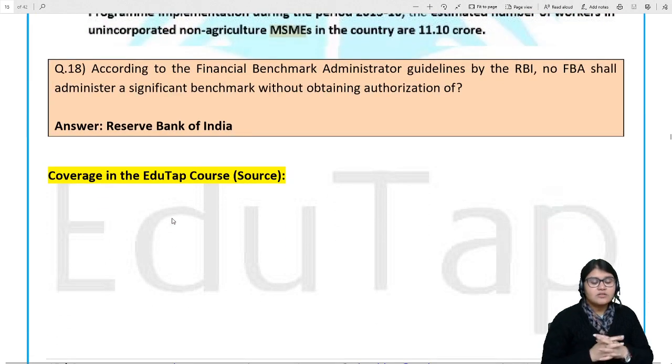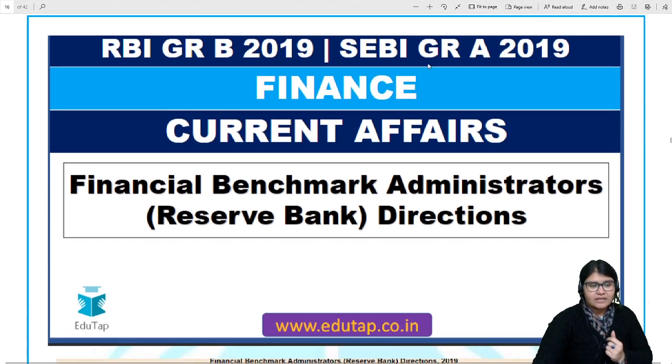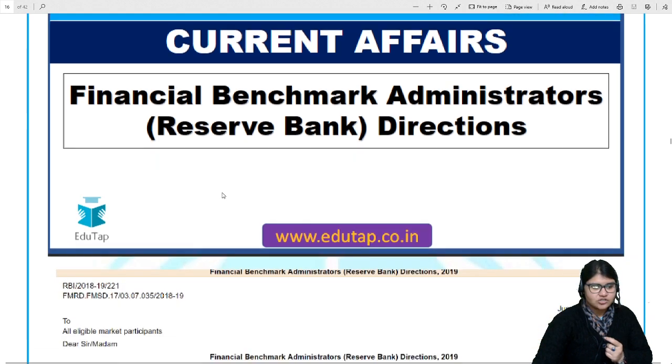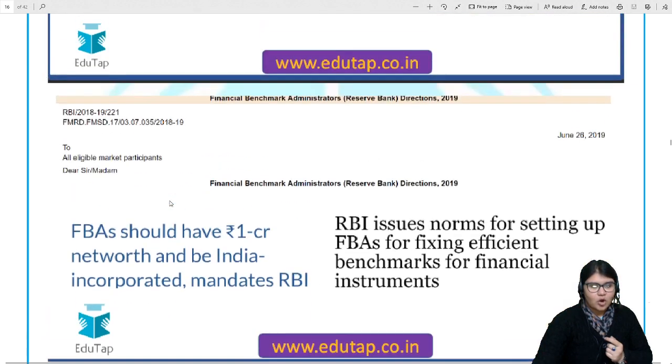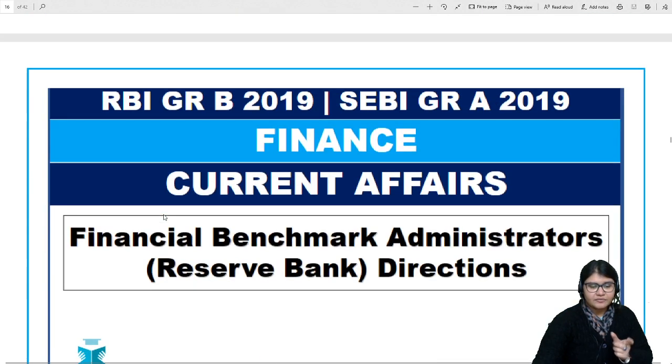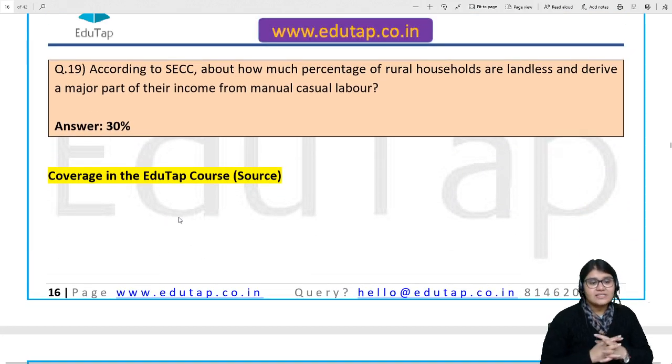48.10%. According to the Financial Benchmark Administrator Guidelines by the RBI, no FBA shall administer a significant benchmark without obtaining authorization of which organization? The answer is RBI, Reserve Bank of India. So here we had taken this in the Finance Current Affairs. There was a news item, Financial Benchmark Administrator's directions. You can see that this news was clearly elaborated in this particular current affairs PDF that we had provided.